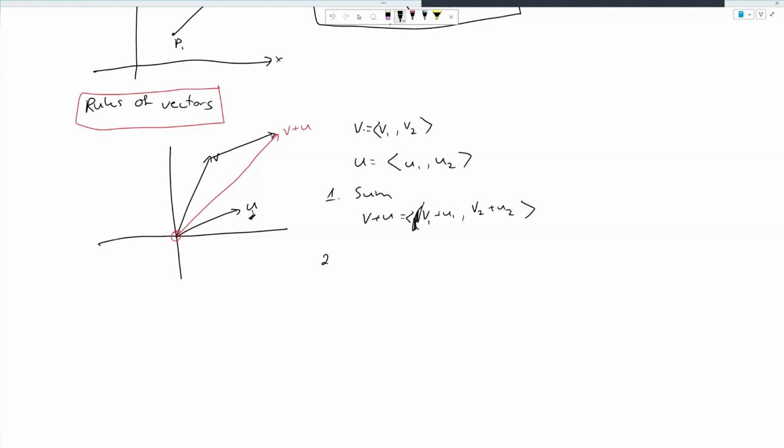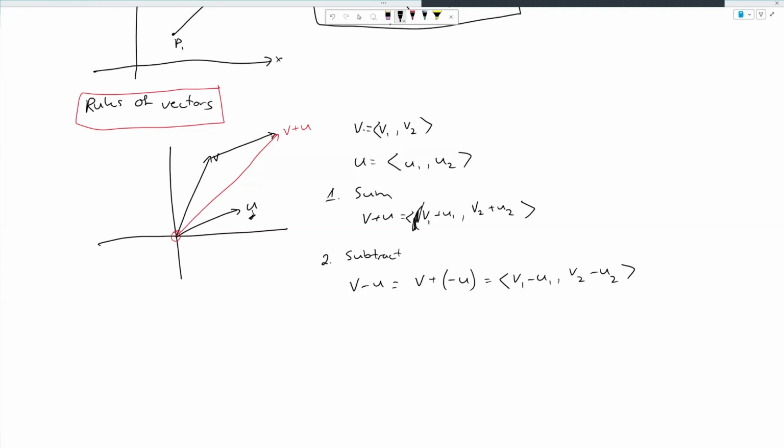If we go over number two now, this would be the opposite of sum, which is subtract. This is essentially the same as sum, but if I was to go, for example, V minus U, the way I like to think about it is V plus minus U, which is the same thing. You still go component-wise. So this goes V1 minus U1, and then V2 minus U2.